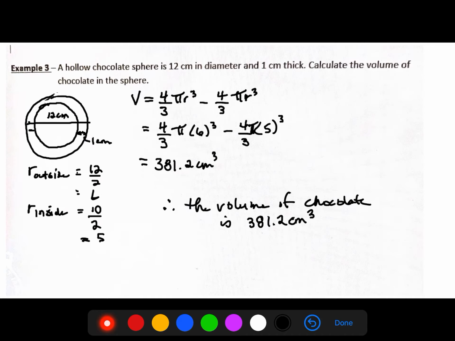So the volume of chocolate is 381.2 centimeters cubed, which is equal to 381.2 milliliters. Okay, 1 cubic centimeter is equal to 1 milliliter. So we can talk about it in milliliters as well.